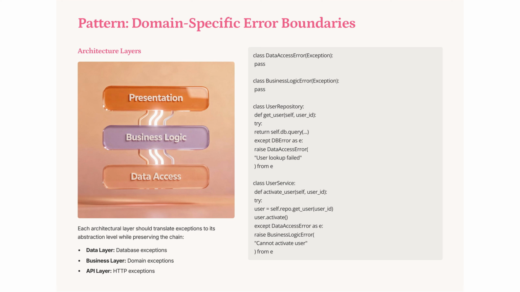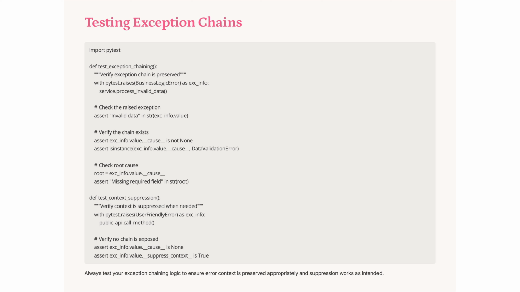In domain-specific error boundaries, each architectural layer should translate exceptions to its abstraction level while preserving the chain. The data layer handles database exceptions, the business layer manages domain exceptions, and the API layer deals with HTTP exceptions. For instance, a data access error in the data layer can escalate to a business logic error in the business layer.